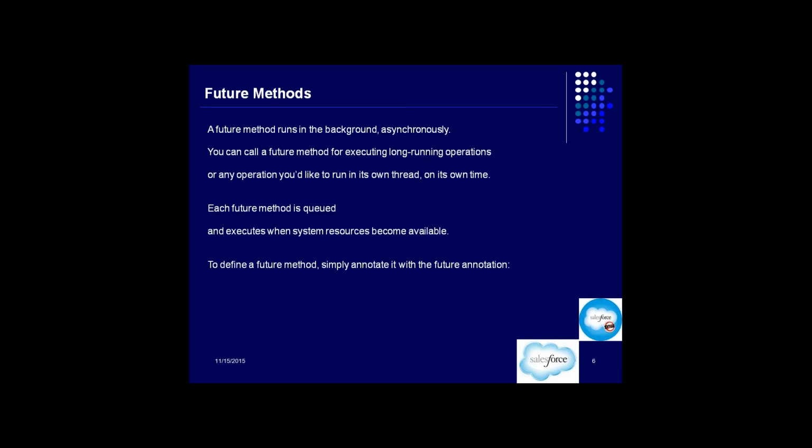To define a future method, okay, so far whatever methods we have written, they are all normal methods, synchronous methods. Okay, then how do I make a method as a future method? To make a method as a future method, you just have to annotate the method with this particular @future annotation.